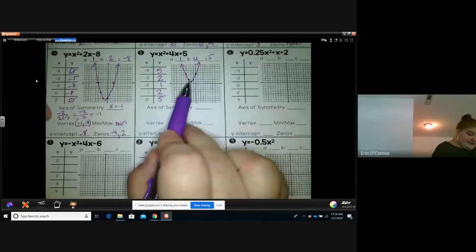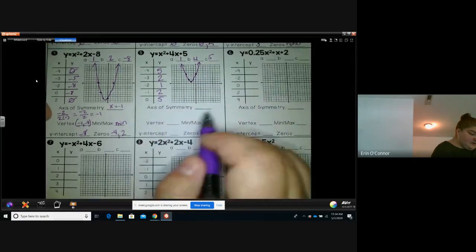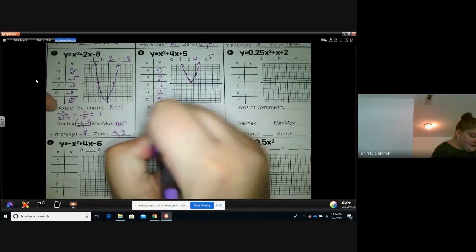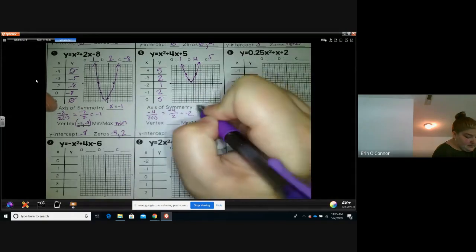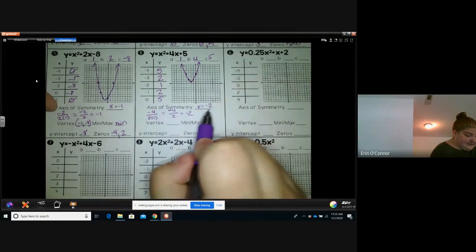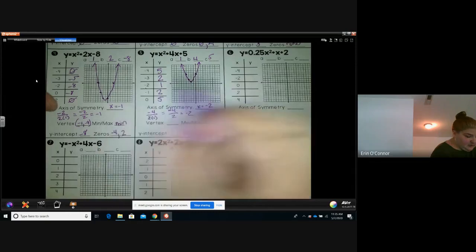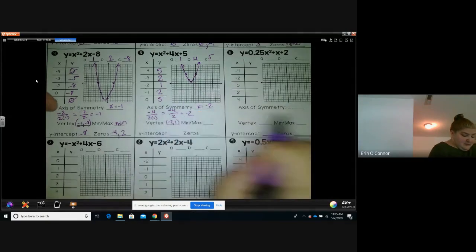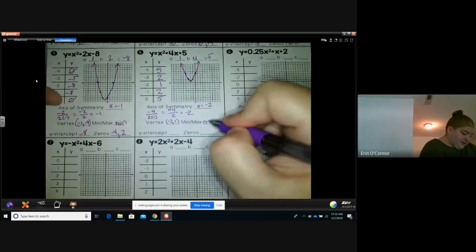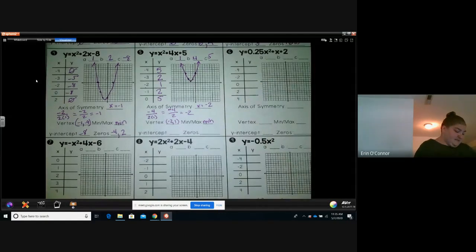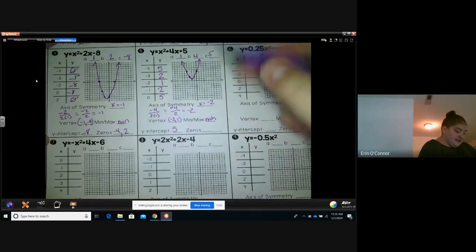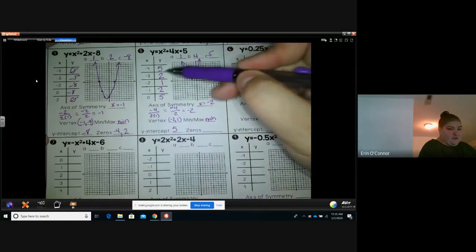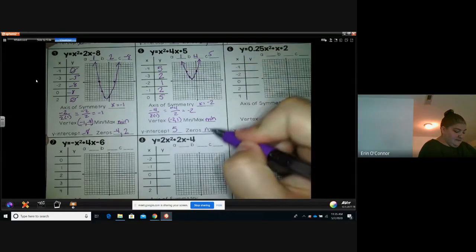Now, I can see my axis of symmetry right here at -2, but let's double check. So it's -4 over 2 times 1, which is -4 over 2, which is -2. So x equals -2, my axis of symmetry, which means my vertex is -2, 1. I have a minimum because A is greater than 0. It's concave up. My y-intercept's at 5 because that's my C. And my zeros, where do I cross the x-axis? I never do. We never have a y at 0. So none.